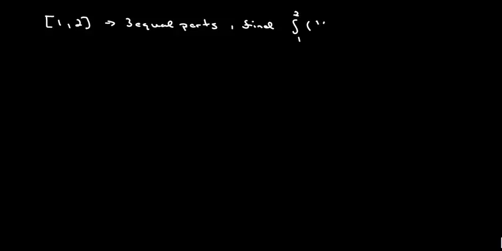We're asked to use division on the interval 1 to 2. Let me write that down for you. On the interval 1 to 2, we're asked to divide this into 3 equal parts. Using that information, find the signed area from 1 to 2 of the function 1 over x, dx.